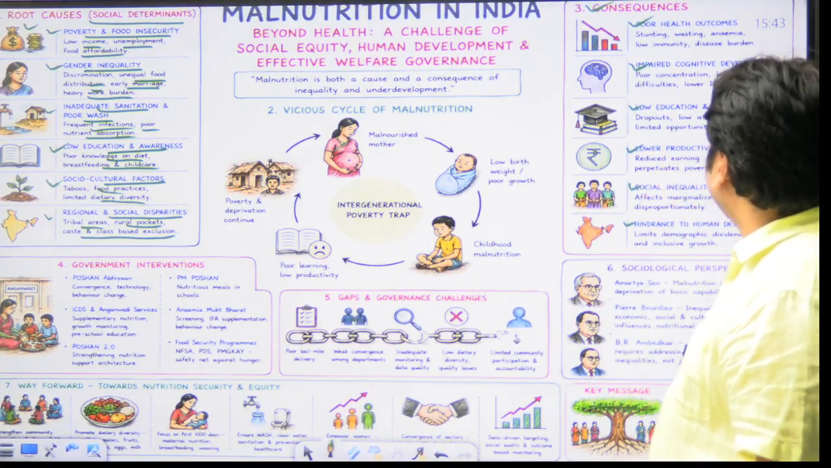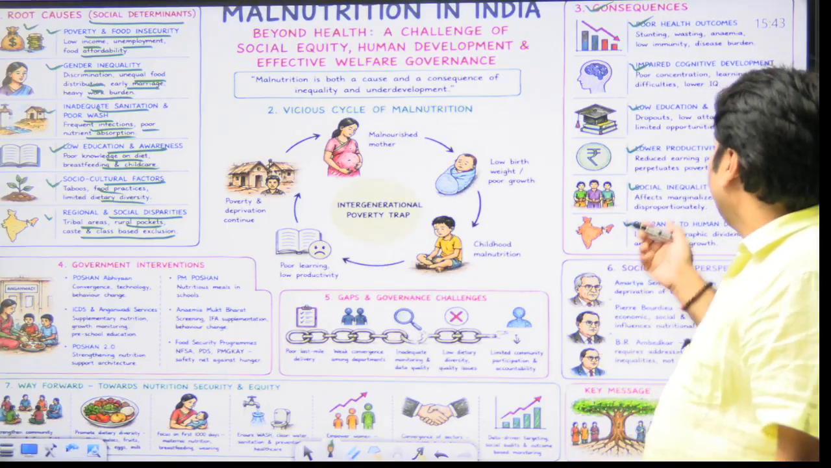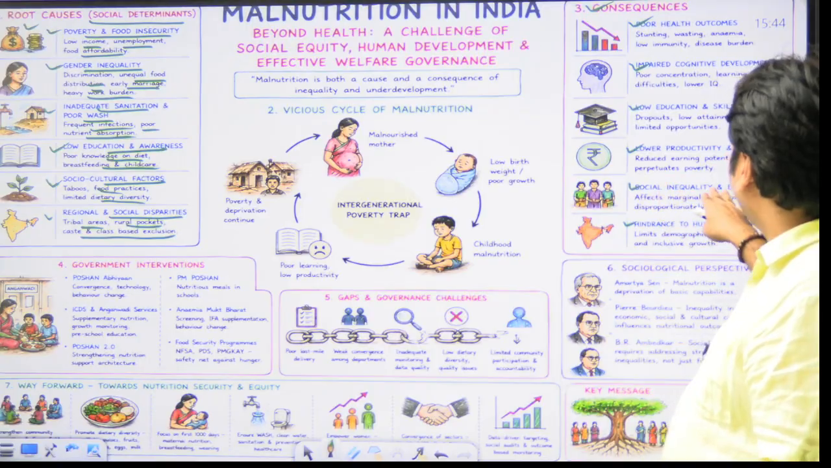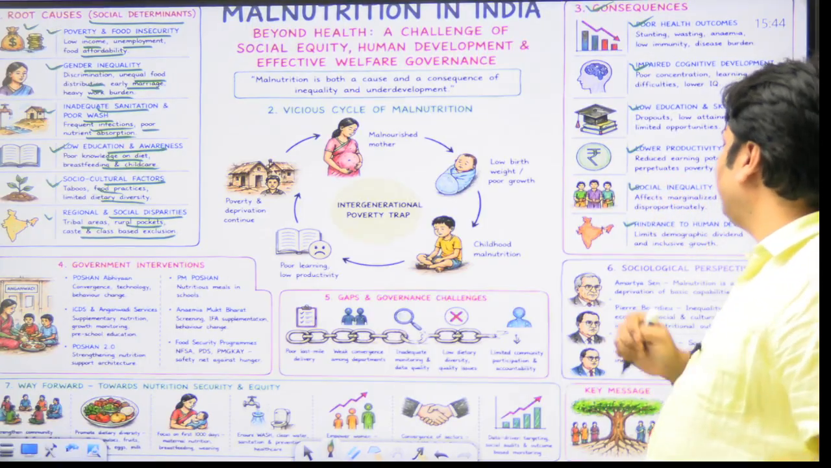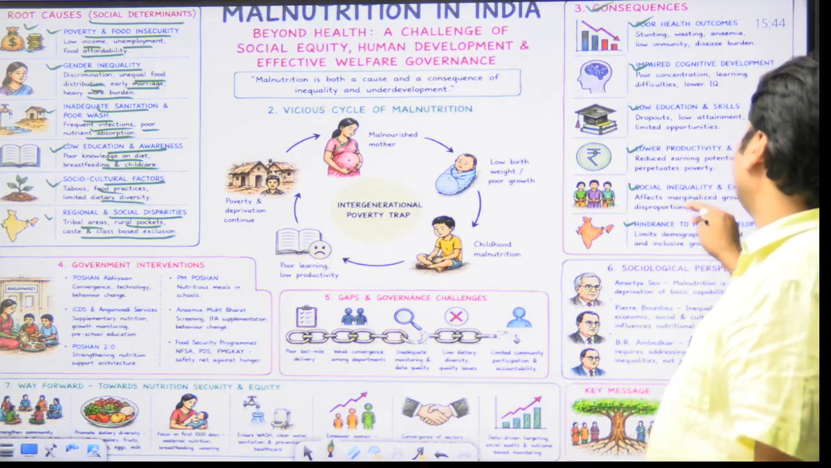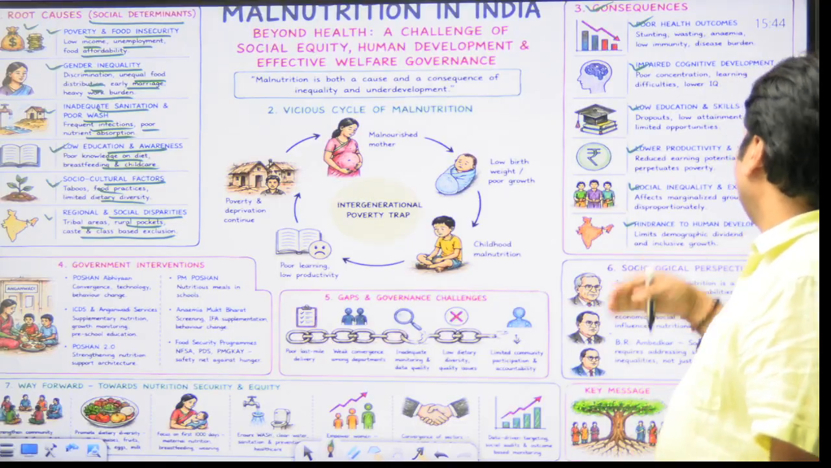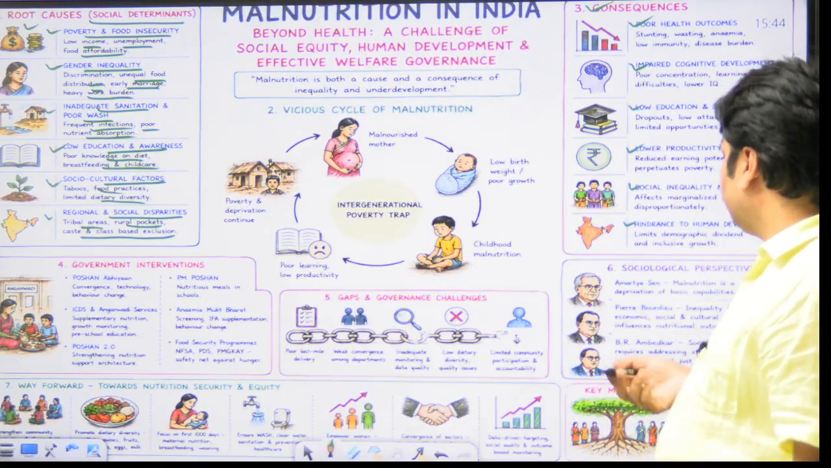Here in lower productivity and income, you can write points like reduced earning potential, perpetuates poverty. In the social inequality and exclusion, you can write points like affects marginalized groups disproportionately. Hindrance to human development, you can write points like limits demographic dividend and inclusive growth.